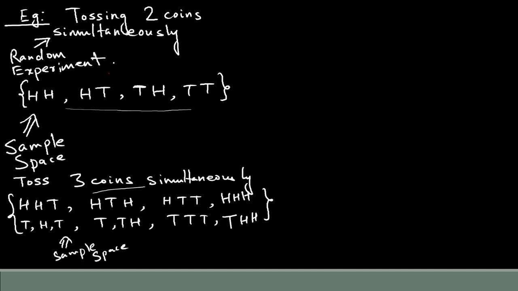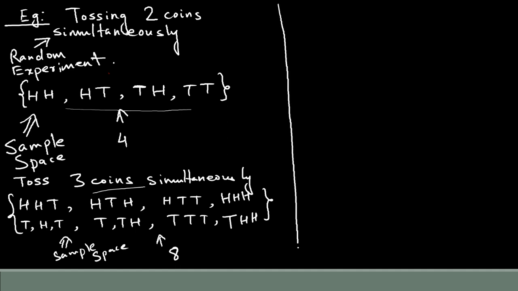So basically, here what is the total number of events, total number of outcomes. So here the total number of outcomes will be 4 and 4, 8. Here the total number of outcomes will be 4, right?